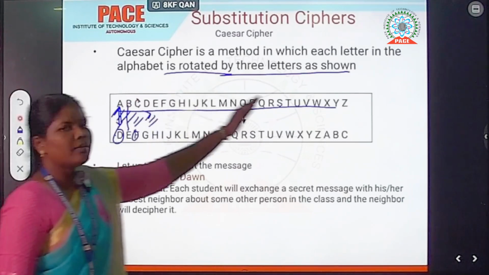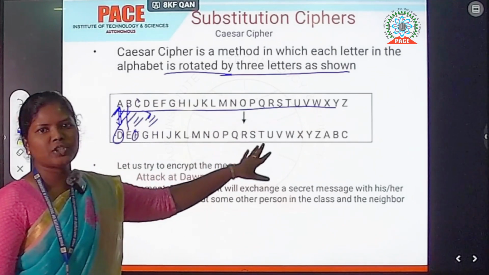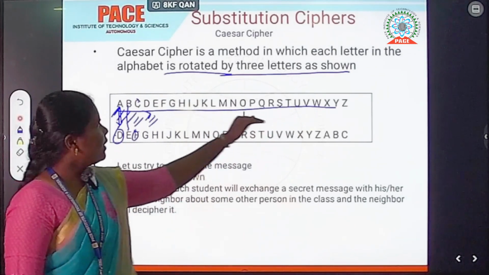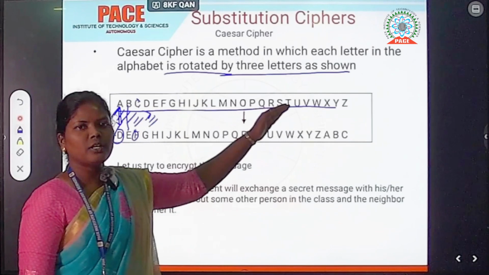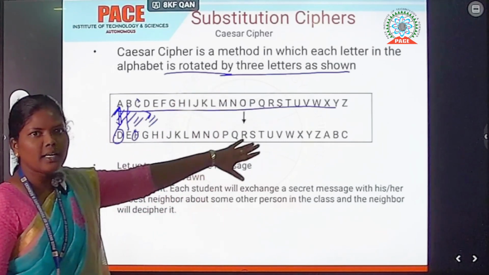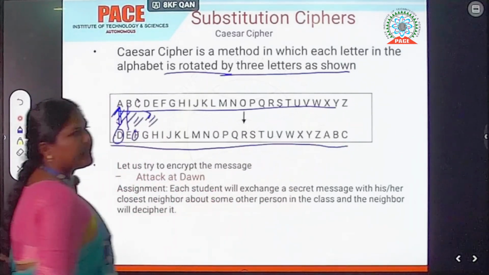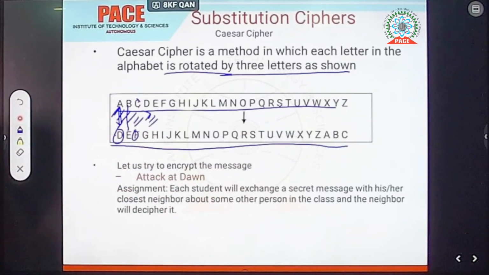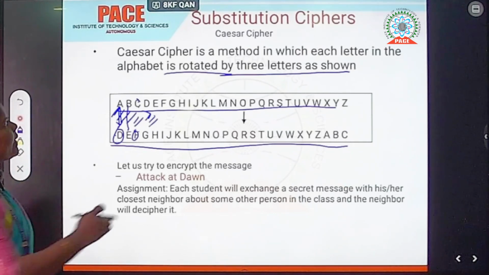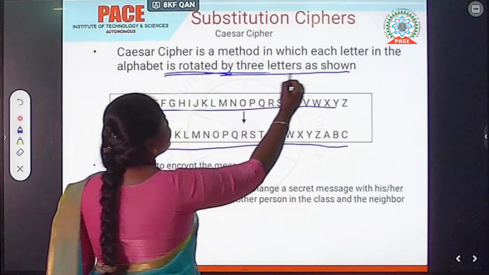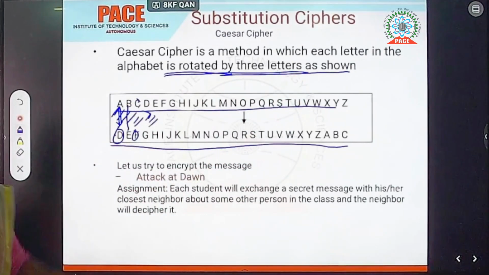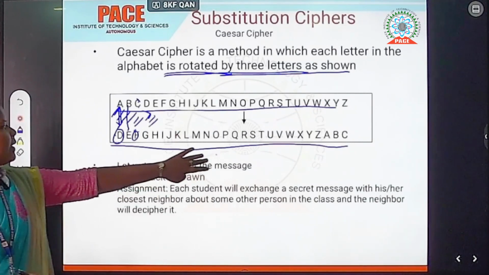Up to Z, we have the 3 times rotation of the plain text. Whenever the plain text is rotated 3 times, we get the ciphertext like this: D, E, F, G, H up to C. This is the conversion of plain text into ciphertext by using the key. That key is rotated by 3 letters as shown. That is the conversion of plain text into ciphertext in cryptography.